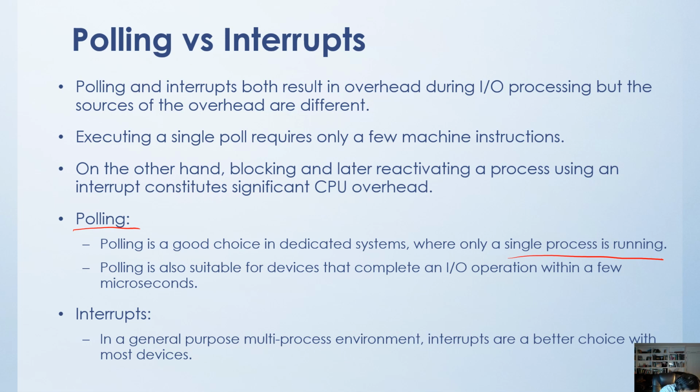Now, interrupts, on the other hand, in a general purpose multi-process environment, are a better choice, because if you involve multiple processes and most of the time the I/O device operation takes a little bit longer, then once the device is busy, you can force the driver who invoked the operation to sleep, and the CPU can do something else. And then once the I/O operation is done for the device, it sends the interrupt and unblocks the process that is running this driver.